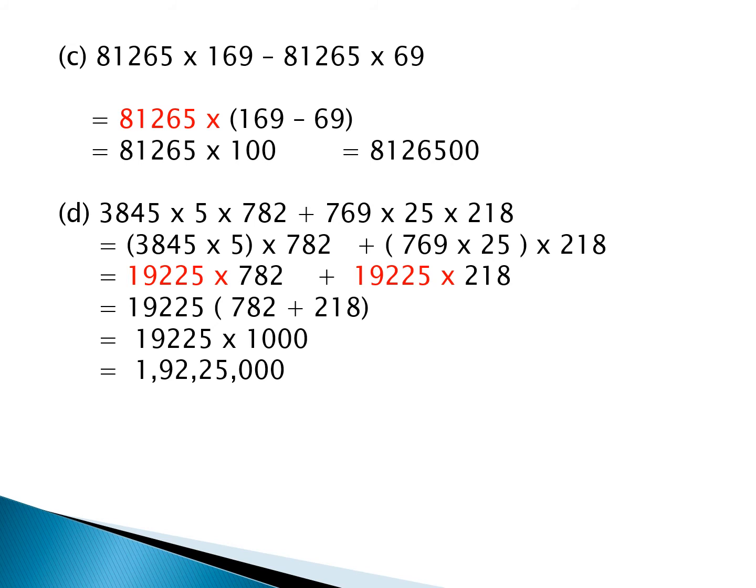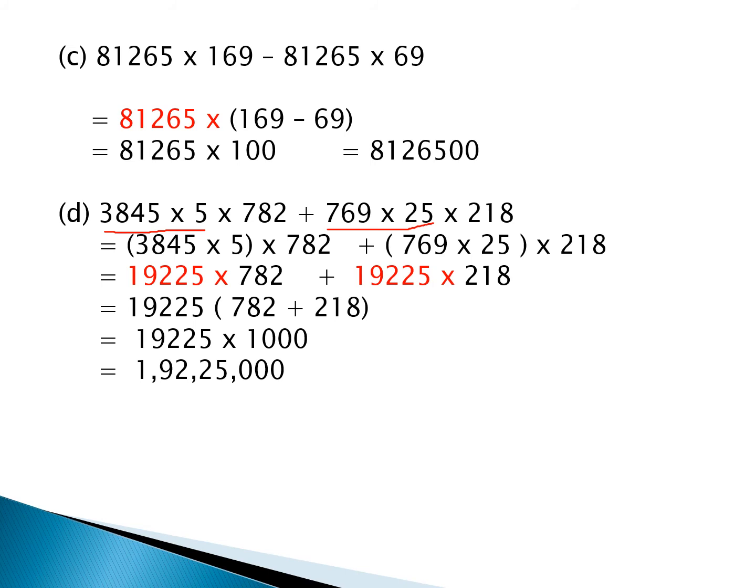So to obtain the common terms, we will multiply two terms together. Now which two terms will we multiply together to get the common term? In this question, we will multiply 3,845 and 5 from the first term, and from the second term we will multiply 769 by 25 to get the common term. As you can see, we have written 3,845 multiply 5 in the bracket and multiply 782 plus 769 multiply 25 multiply 218.